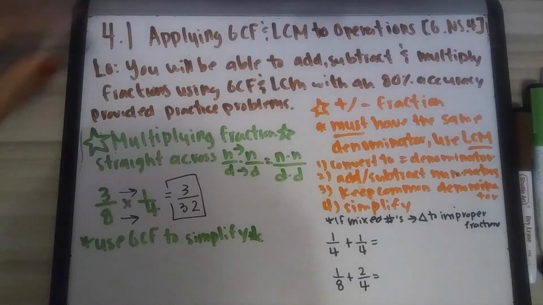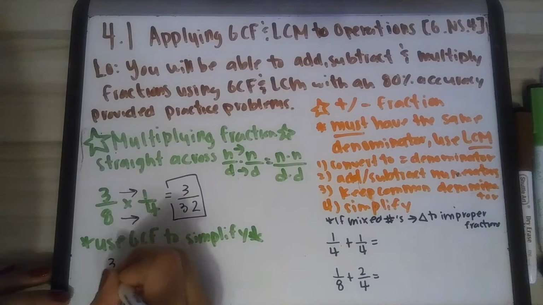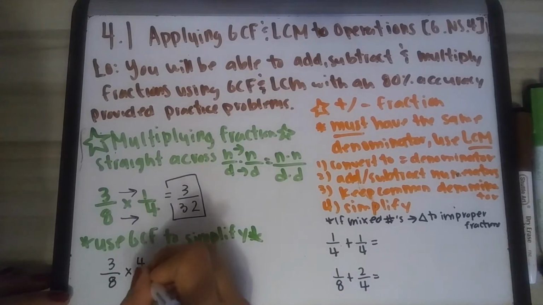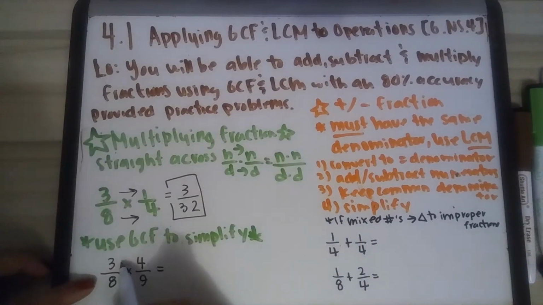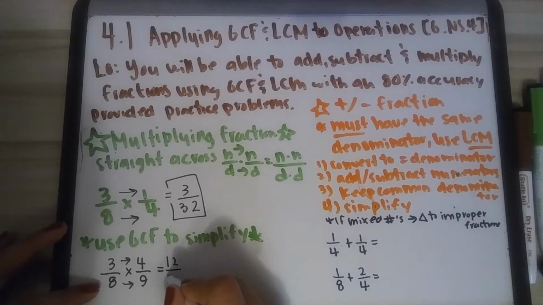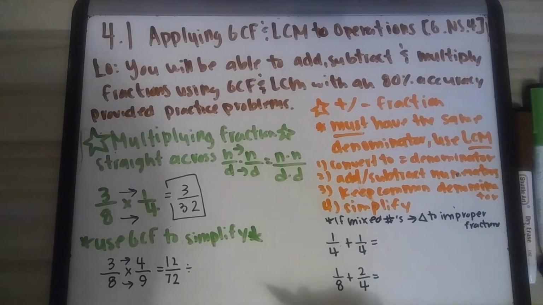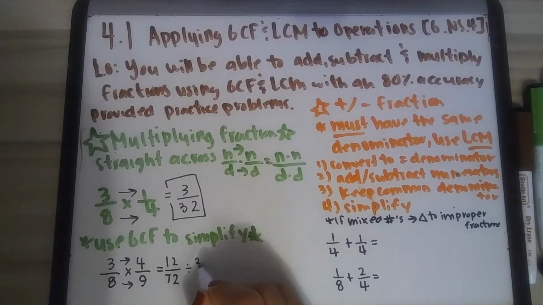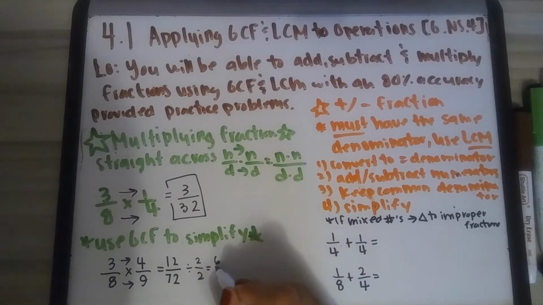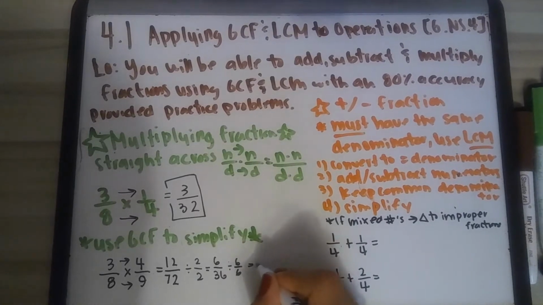Let me show you another method that you can do, a little step further. For this one, again, I can multiply straight across. So 3 times 4 is 12, and 8 times 9 is 72. Right? And then I can simplify. I know that any number ending with an even number is divisible by 2. So I can divide by 2 over 2 if I don't know any of the other factors yet, and that would be 36. And then I can divide by 6 again. So that's 1 over 6, okay?